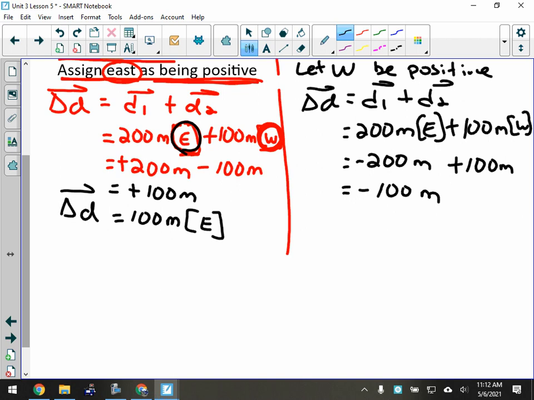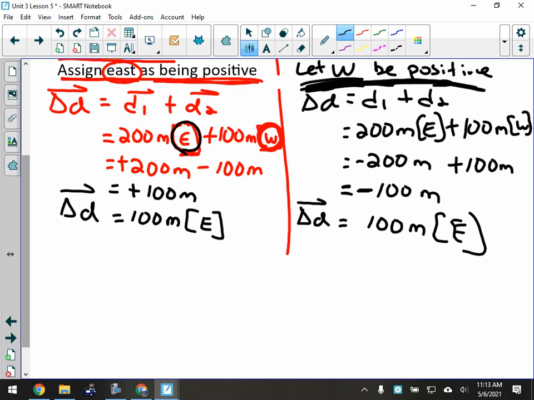Well, what does negative 100 mean? It means I went 100 meters. Now remember, west is positive. My answer is negative 100, so the negative has to match up with what? East again. Yes? So if the west is positive right here, and I end up with a negative value, well, that's not positive, that's not west, that's got to be east. So I get the same answer, it might just be a little bit more confusing. If you're worried about which one's positive, which one's negative, it doesn't really matter.